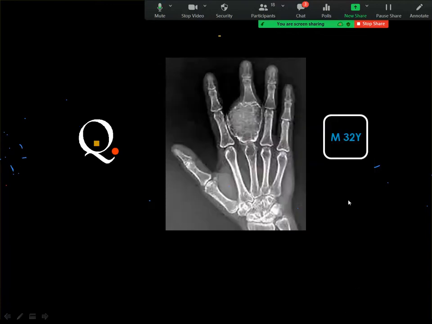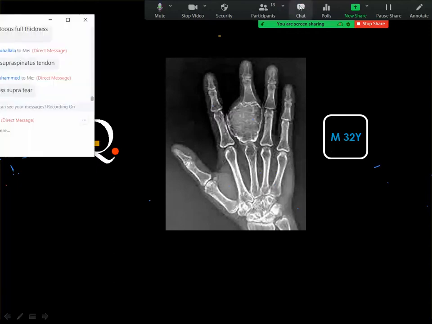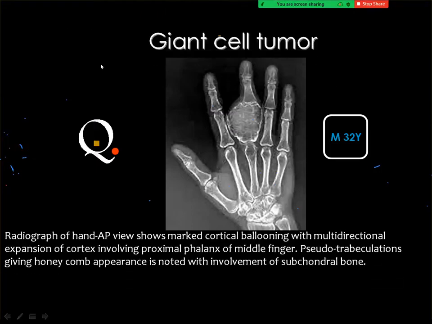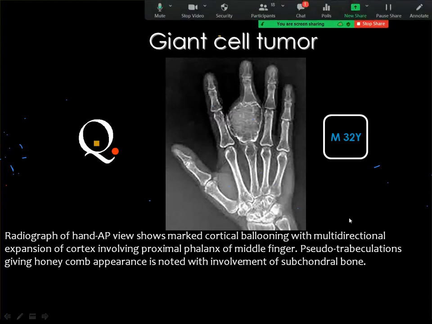Then this is the hand X-ray of a male, 32 years old. Enchondroma. Okay. And enchondroma is a good possibility, and you cannot actually separate the enchondroma from the giant cell tumor. But many times the enchondroma does not cause significant expansion.